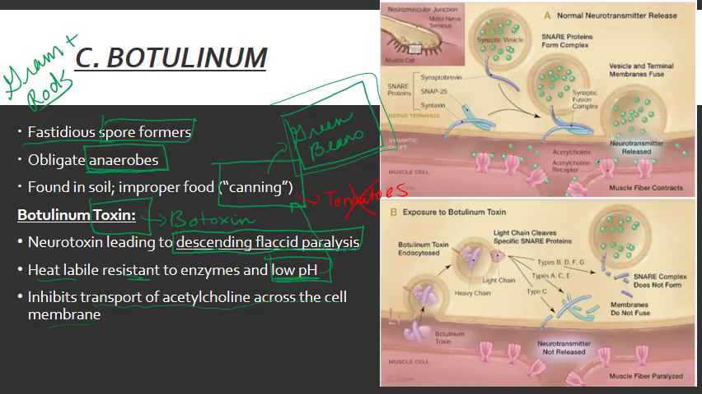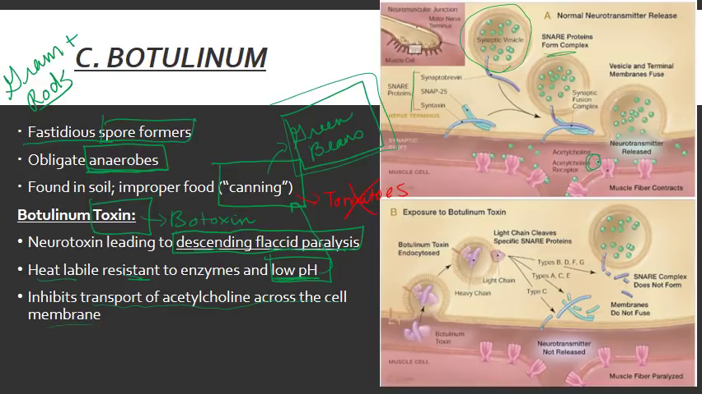So in this case, what's going to happen is that the neurotoxin is going to travel to the peripheral nervous system, where it's going to cleave these SNARE proteins. So SNARE proteins basically, you've got this synaptic vesicle, and the SNARE proteins are going to form a complex, all right? And then you've got this acetylcholine receptor, and the acetylcholine binds here, right?